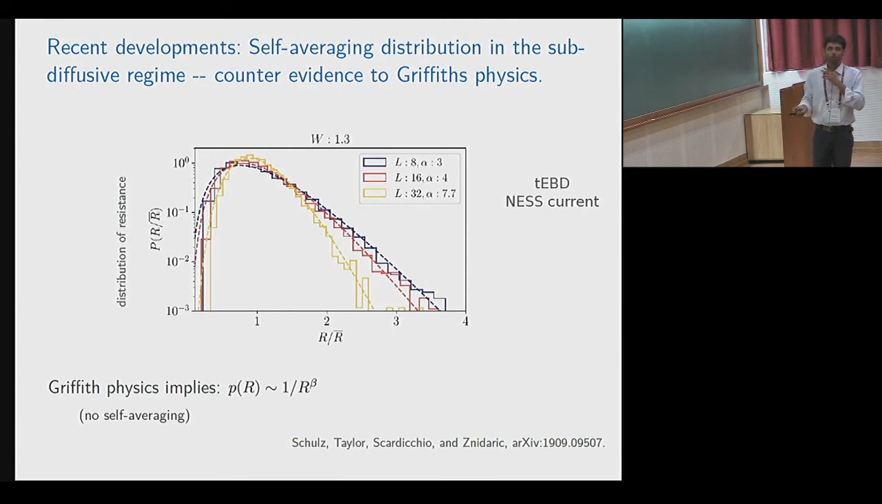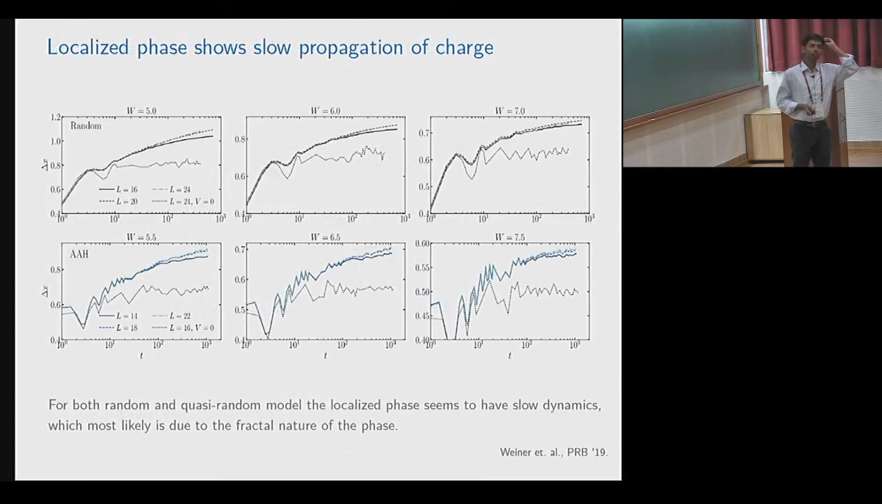Good. So this is all about the ergodic phase. Let's go to the localized phase. If I go to the localized phase and I look at the same thing, I look at the second moment of the distribution. So this is large disorder, 5, 6, 7. And what you see here is delta x as a function of time. This is again compared with the random case, and this is the Aubry-André case. These flat lines are the non-interacting results.